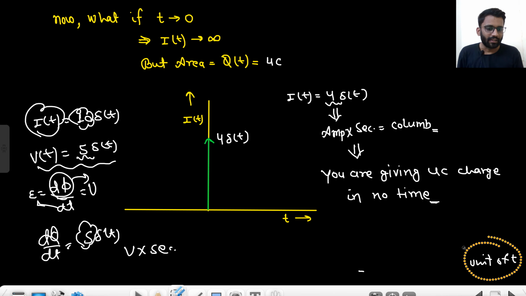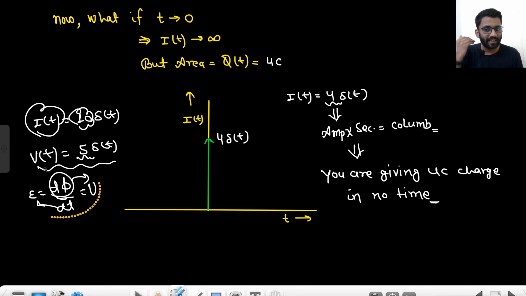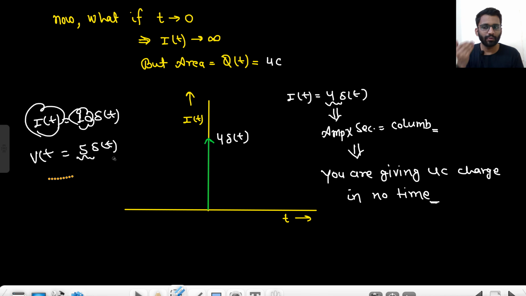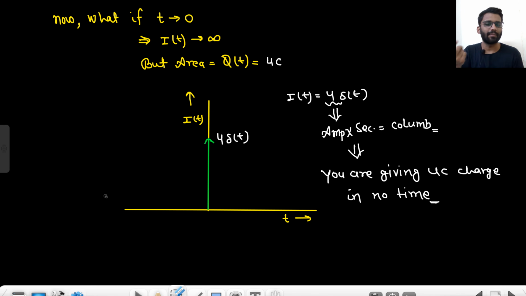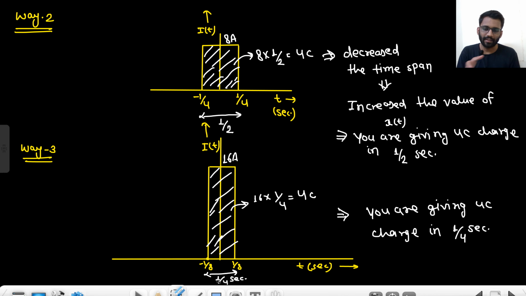So this is the actual meaning. The magnitude is infinity. Why is the magnitude infinity? Because you are giving it in no time. If you are giving it slowly, like in 1 by 4 second, the magnitude was 16 ampere. If it was 1 by 8, the magnitude would have been 32. If it was 1 by 16, the magnitude would have been 64. But if it is 0, the magnitude is infinity.